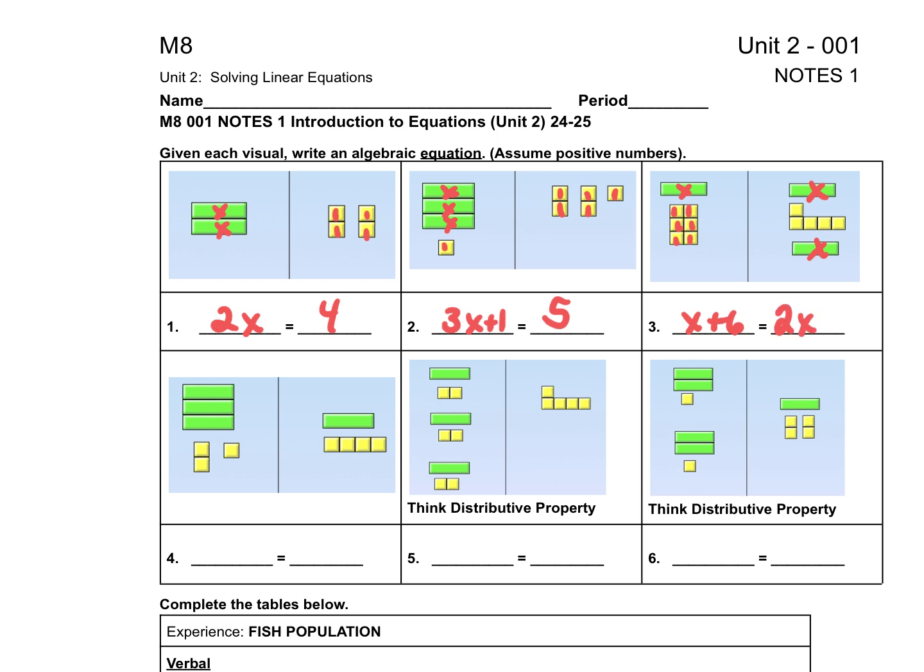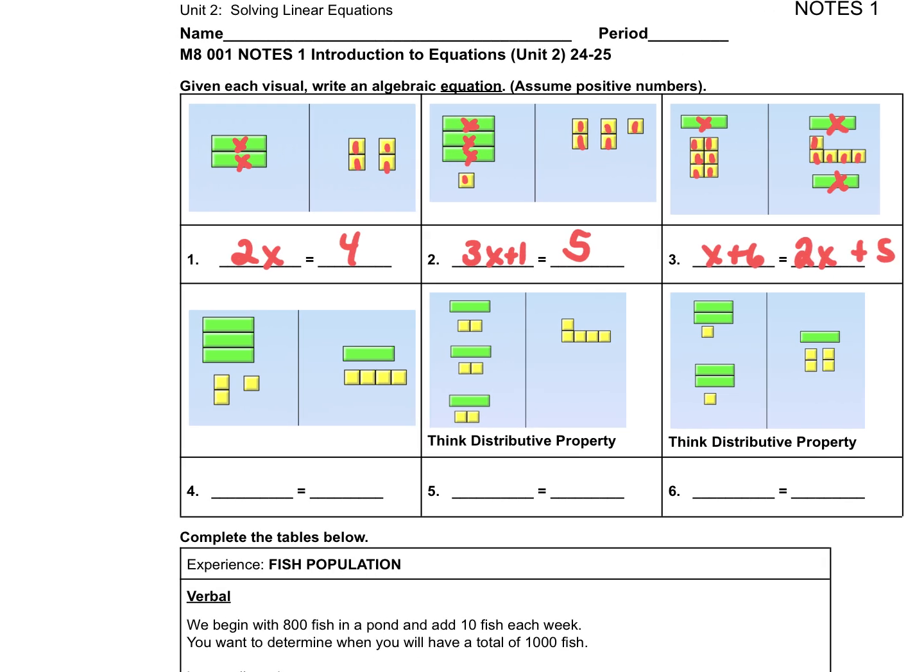So that's 2 x's. And then 1, 2, 3, 4, 5 plus 5. Then we have x. 3x plus 1, 2, 3 units. 1, 2, 3, 4. X plus 4. As you can see in this unit, variables are going to occur on both sides.